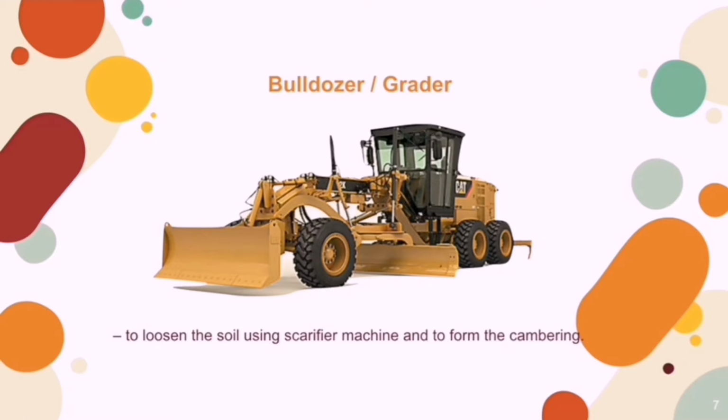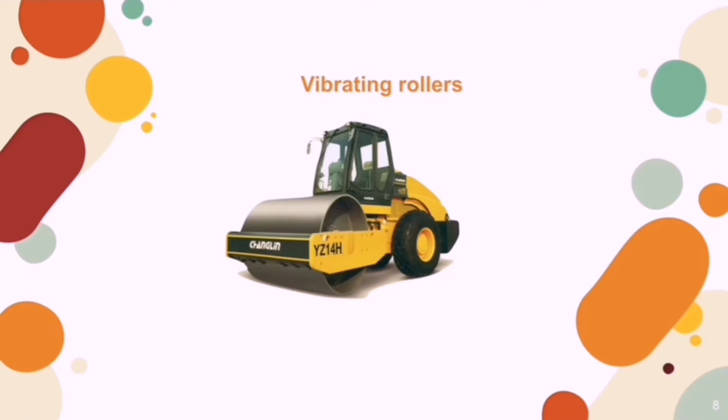First of all, this is called a bulldozer or grader with scarifier machine. It is to loosen the soil using the scarifier machine and to form the camber. Next is the vibrating roller. It is a compactor used to densify soil and asphalt and also to increase the load-bearing capacity of the surface.